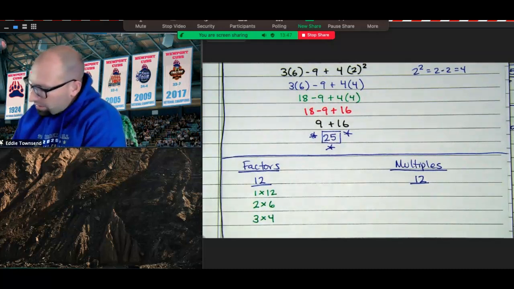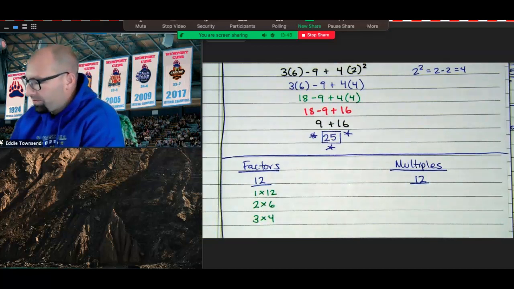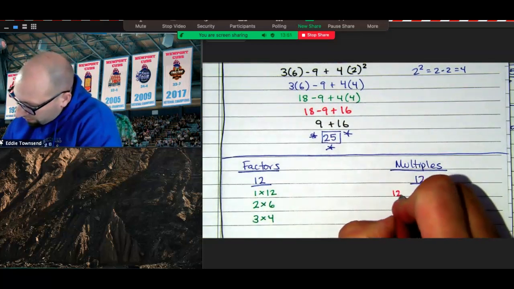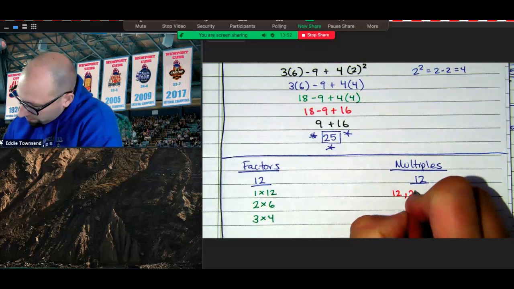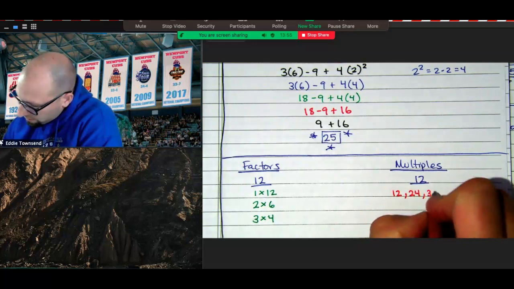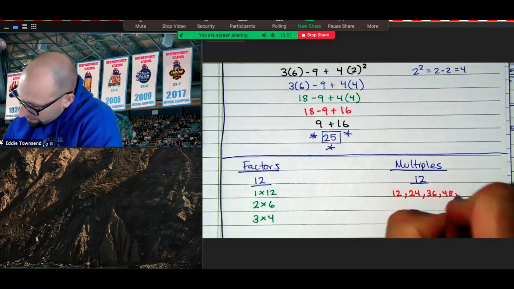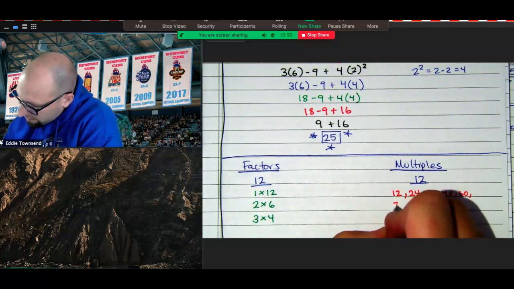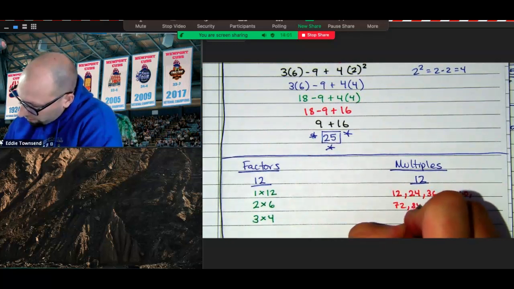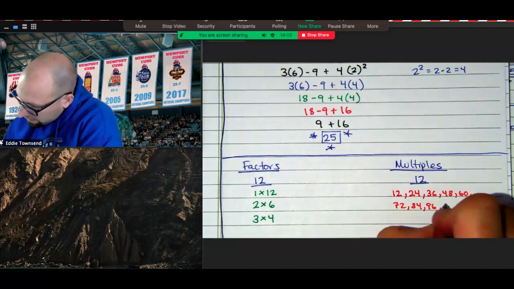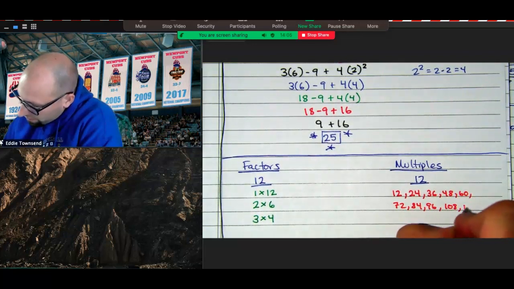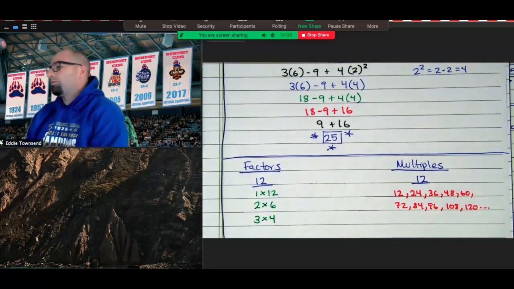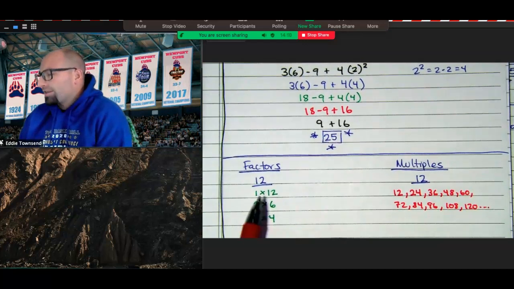A factor is one number that's multiplied with another number to get to a product. And then, so the question then is, what are the multiples of 12? Well, we've got 12 times 1 is 12. 12 times 2 is 24. 12 times 3 is 36. 48, 60, 72, 84, 96, 108, 120, and it goes on from there. Okay, so we've got factors of 12 and multiples of 12.